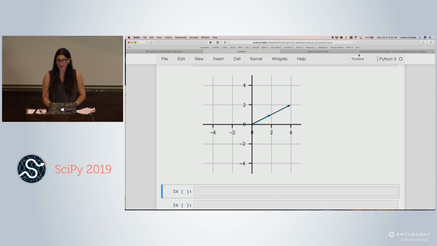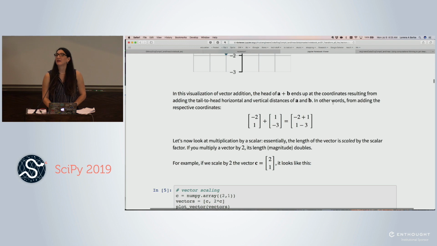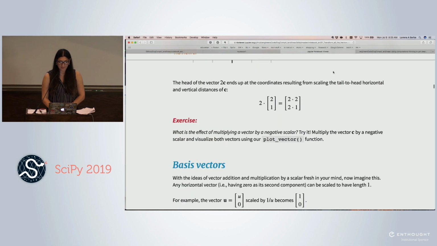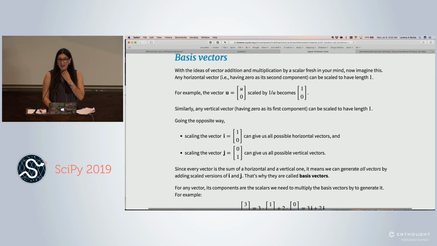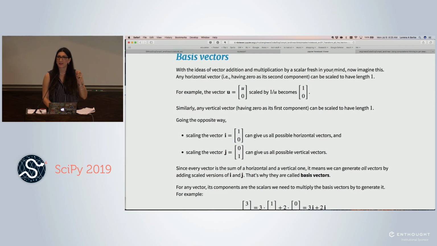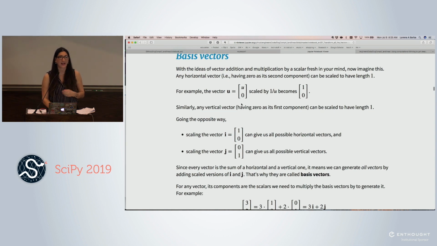Let's now view a very important idea in linear algebra, the idea of basis vectors. Imagine a vector that is only horizontal. The first coordinate has a value u, and the second coordinate has a value 0 because it doesn't move vertically in any way. You can always scale it by 1 over u so that it becomes 1, 0. Similarly, any vertical vector can be scaled to give us the vector 0, 1.